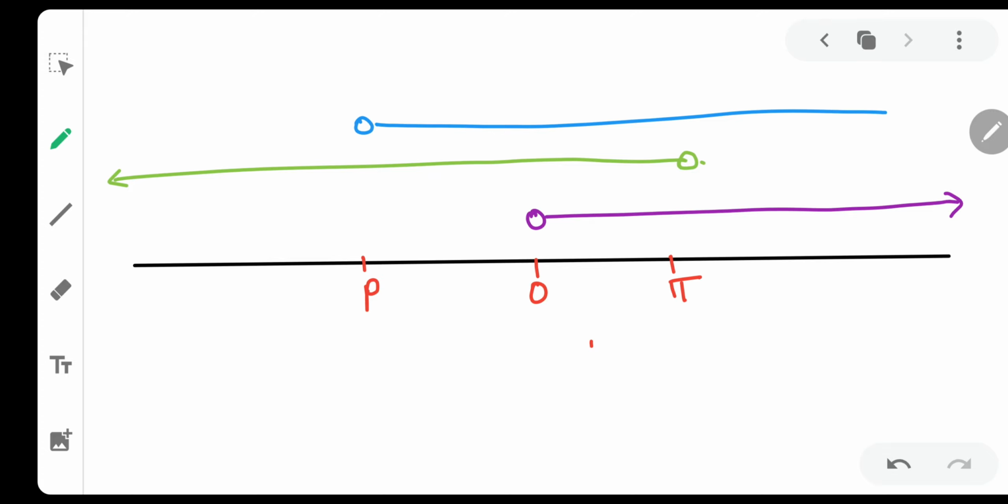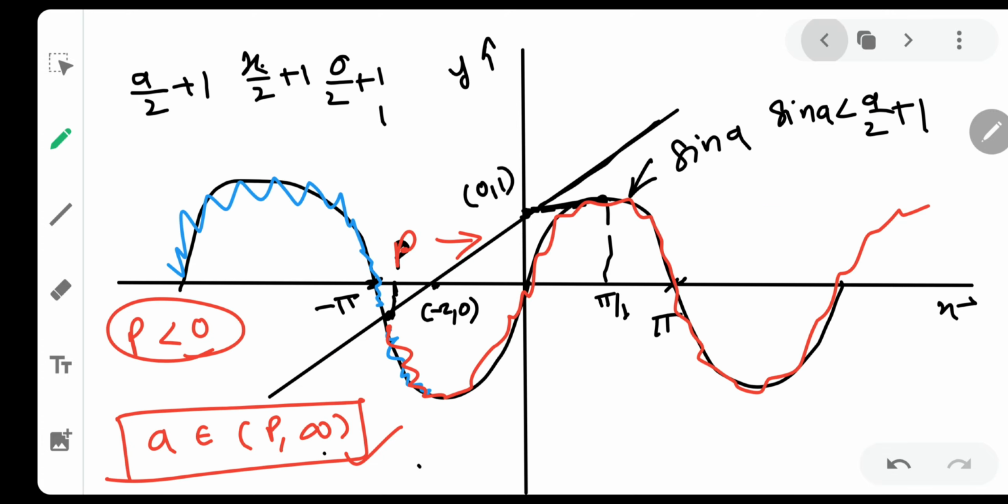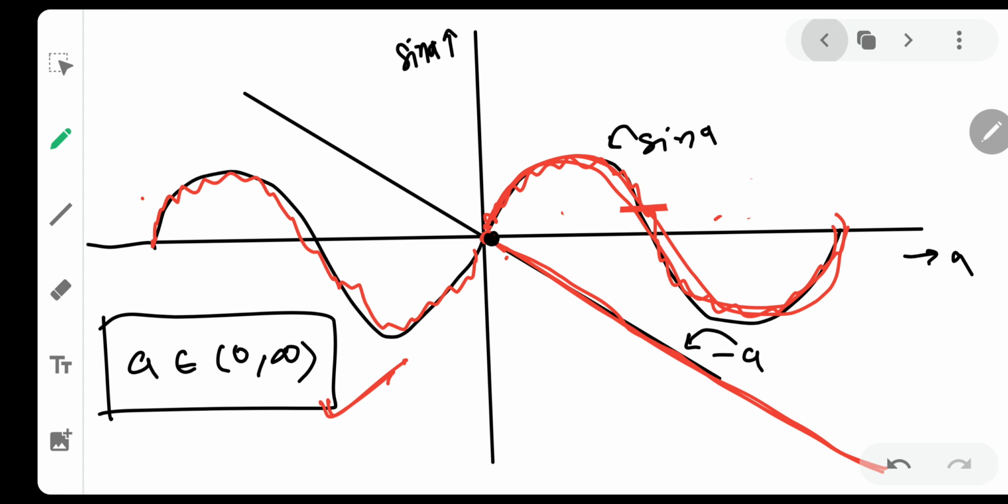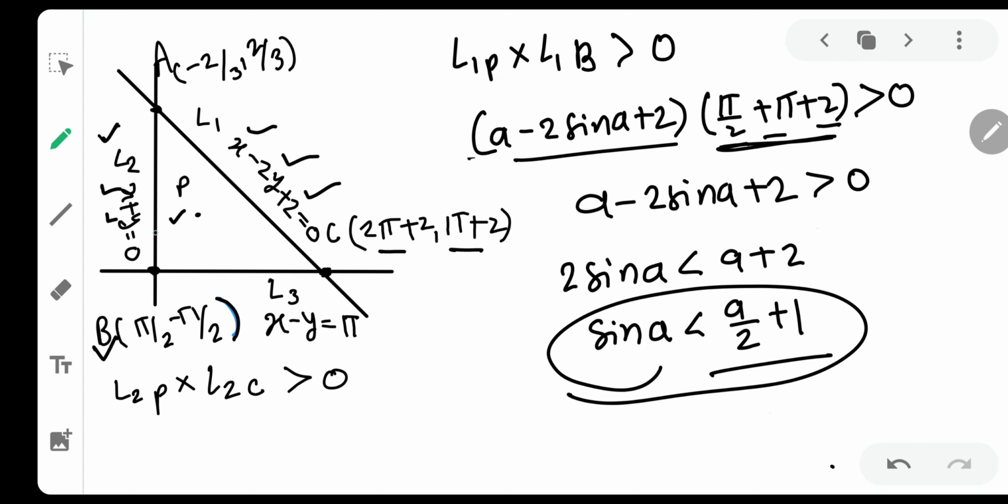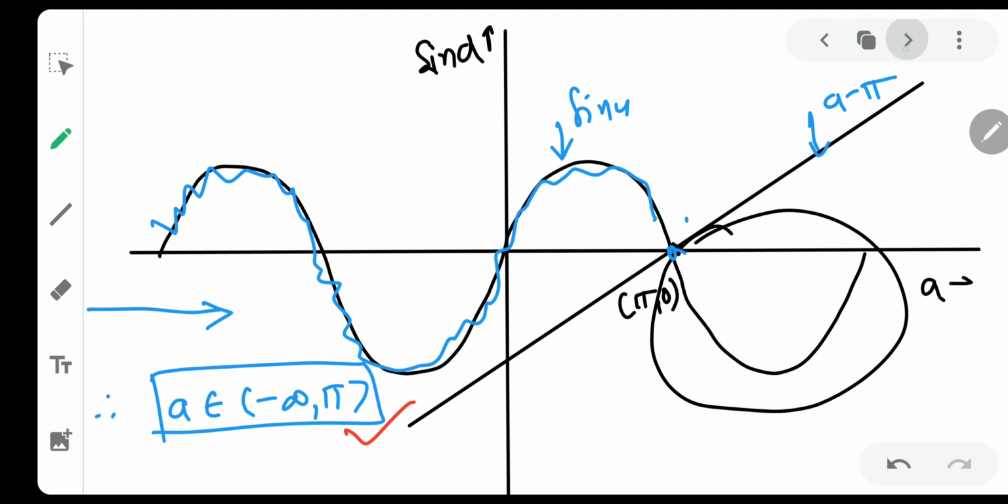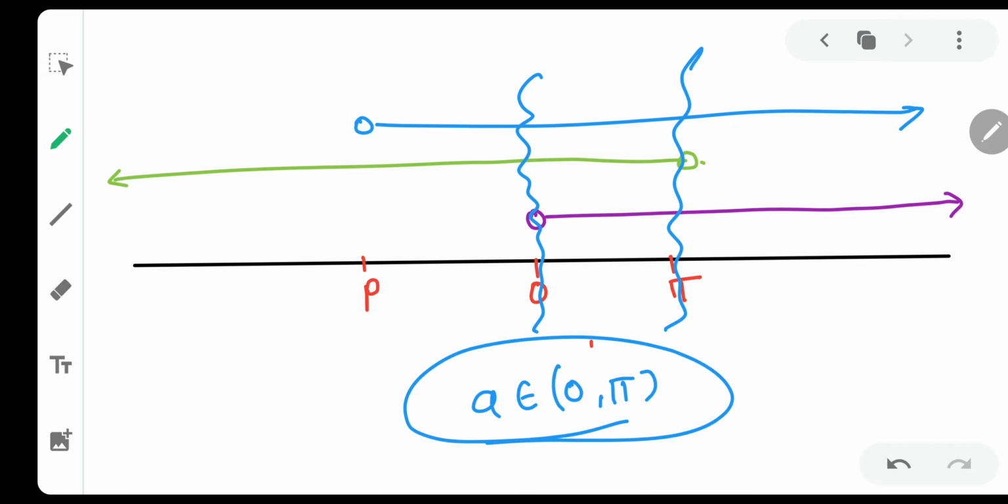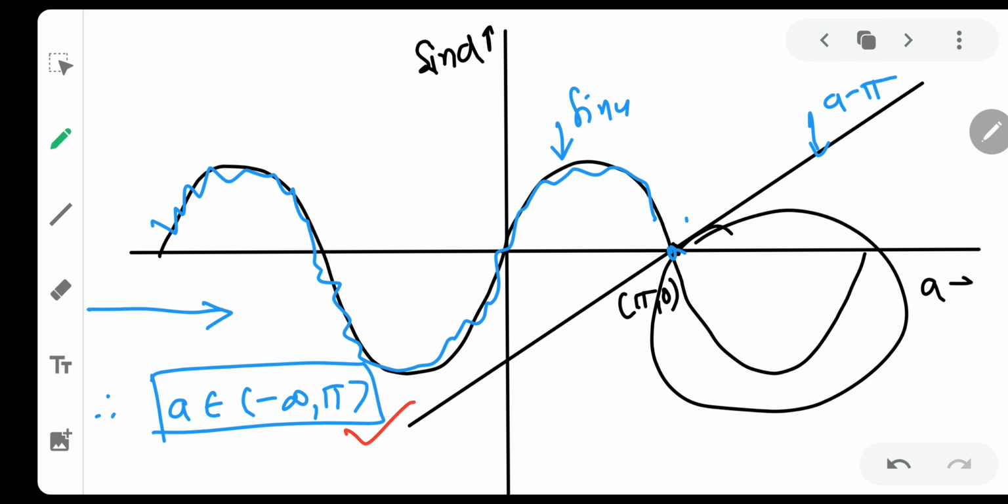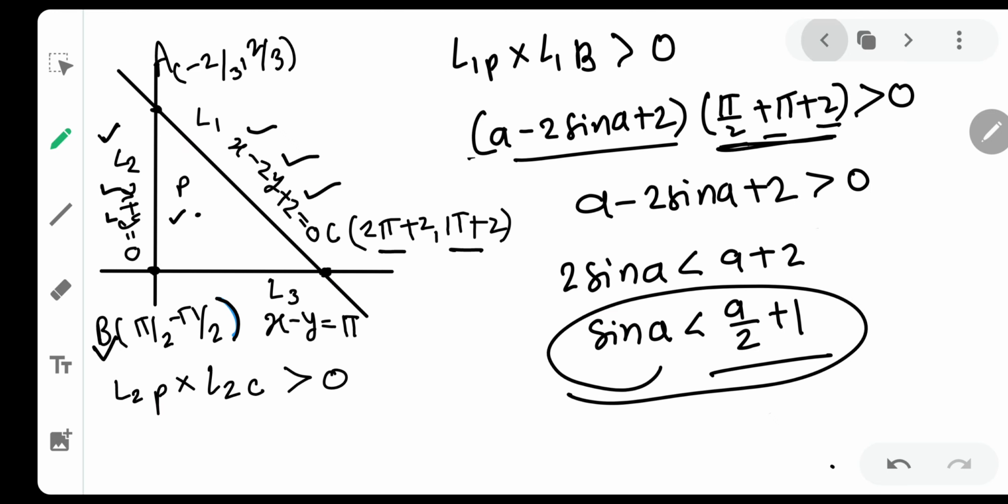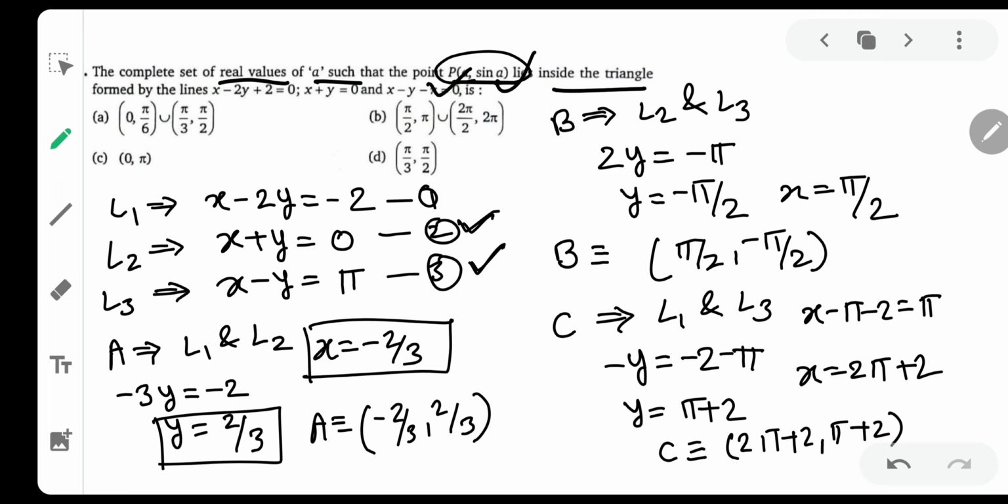Now the point P has to be inside the triangle. Inside the triangle means what? It means it has to follow the L2 condition, L1 condition, and L3 condition also. It means it has to follow all the inequalities. When will it follow all the inequalities? When there will be intersection of the answer. Now as you can see over here, there is intersection of the answer. From where to where? From 0 to pi, there is intersection of the answer. Hence when the value of a is from 0 to pi, these inequalities will be followed and point P will always lie inside the triangle. Hence the correct answer to this question is option C.